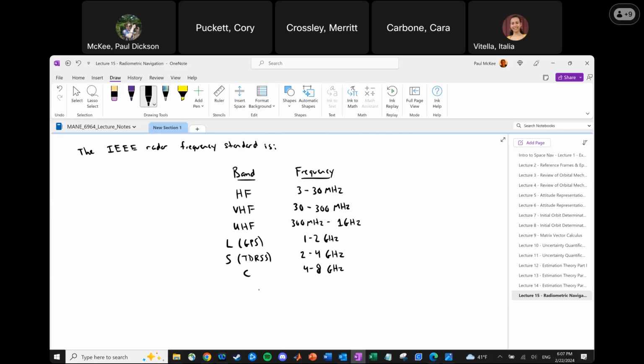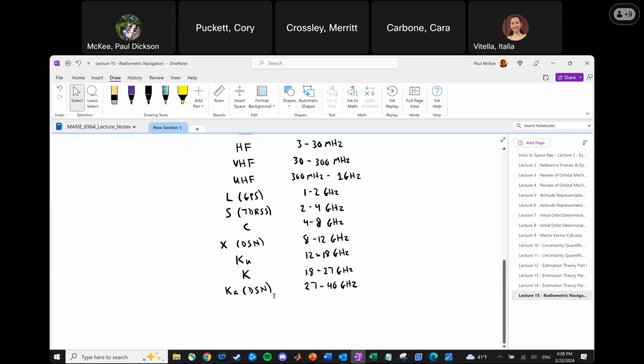After C band is X band, which is used by the Deep Space Network, which we will talk about today. And that is 8 to 12 gigahertz. After that is the Ku band, which is 12 to 18 gigahertz, followed by K band, which is 18 to 27 gigahertz. And then we have Ka band, which is also used by the Deep Space Network, which is 27 to 40 gigahertz.